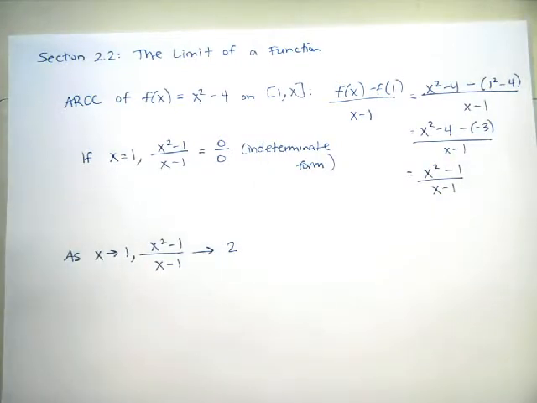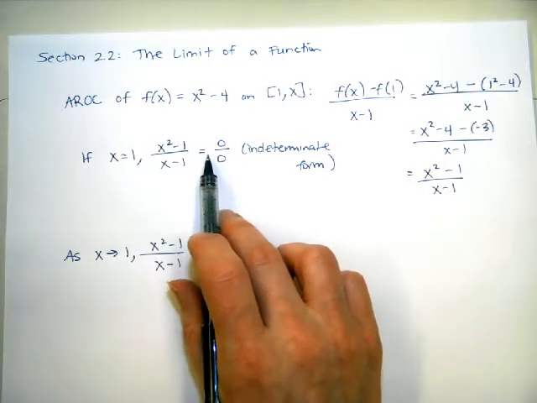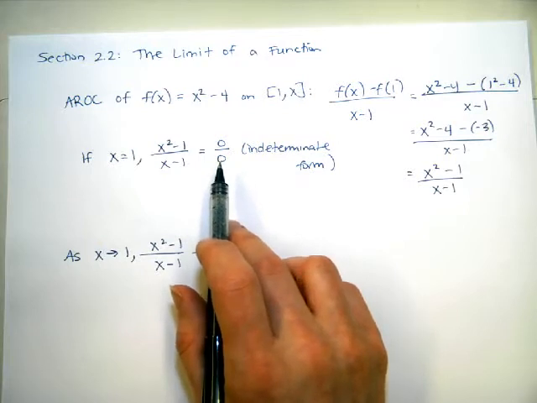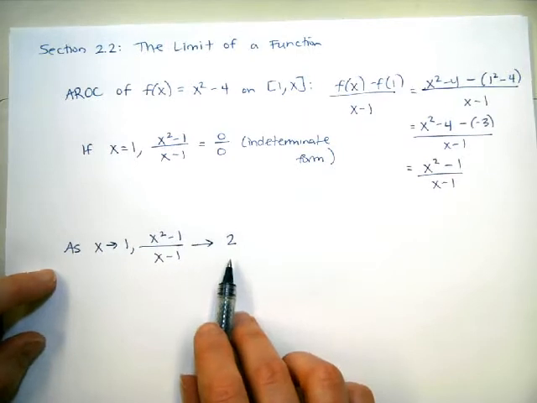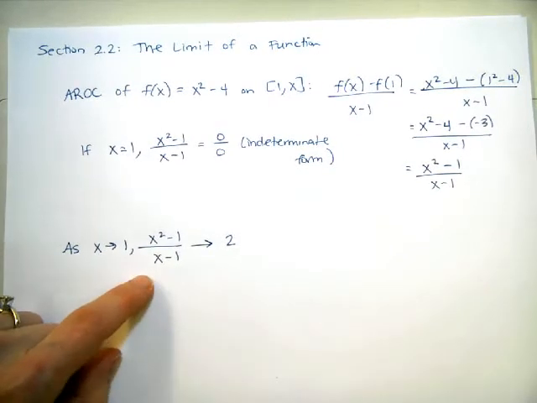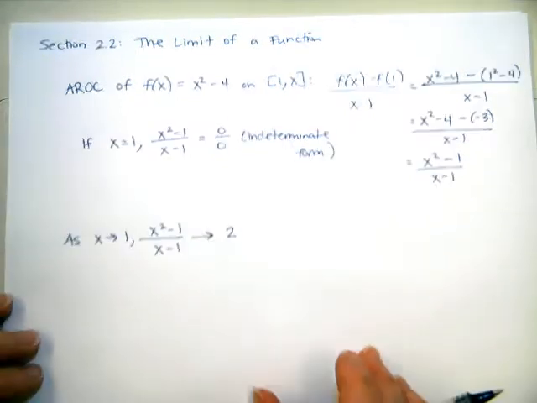Remember, the idea of it being indeterminate is it's like saying 0 times what equals 0. What can I multiply by 0 and get 0? Absolutely anything. Okay, so it's indeterminate. All right, so this is saying not at x equals 1, but as x gets closer and closer to 1, this thing gets closer and closer to 2. We don't care what's happening exactly at 1.